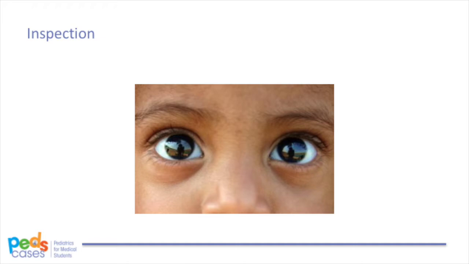Symmetry should be observed in both light and dim light. You need to inspect the sclera next. Normally, the sclera is clear, white, with a tinge of blue or gray.